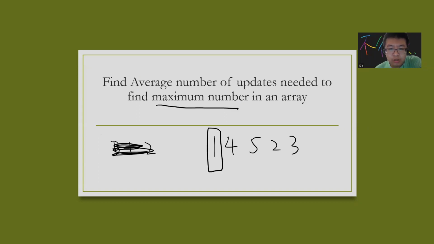I first assign the maximum to be 1, and once I see a number larger than the current choice, I replace it and count 1. So I count 1 for the first number, then shift to 4. Because 4 is greater than 1, I count 1. I see 5, I count 1. I see 2 and 3, which are less than 5, so the answer is 3.